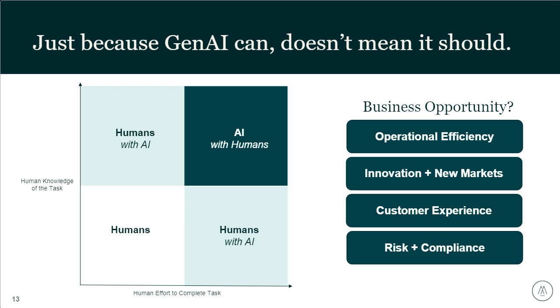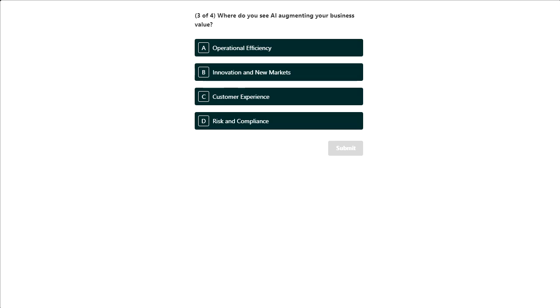This is so important to keep top of mind whenever you're deploying a new solution, be it AI or any other part of a tech stack: where are we providing value? So first of all, you've got to think of just because we can use AI doesn't mean we should. So is this something that we should even be using AI for? And if yes, where are we finding that business value? So we'll go now to the next polling question, which is where do you see AI augmenting your business value?